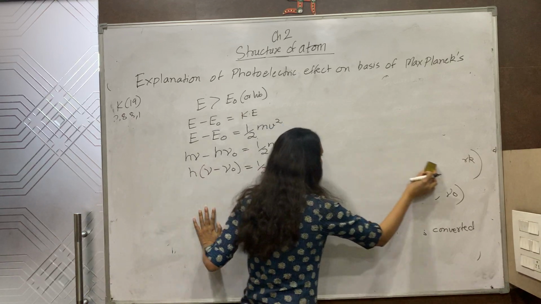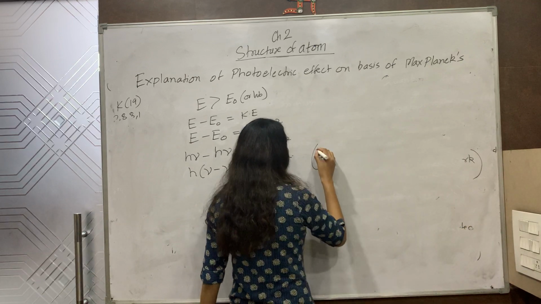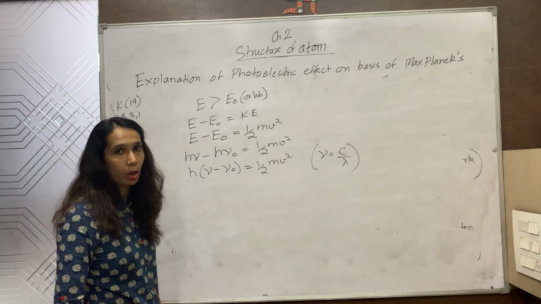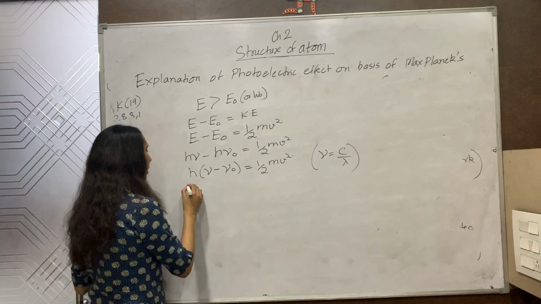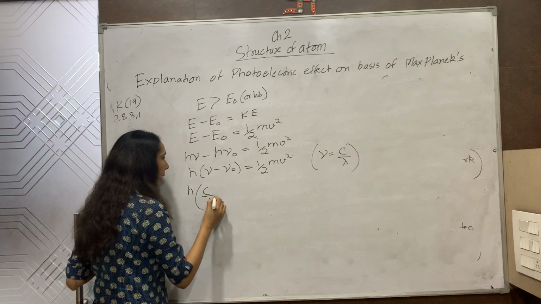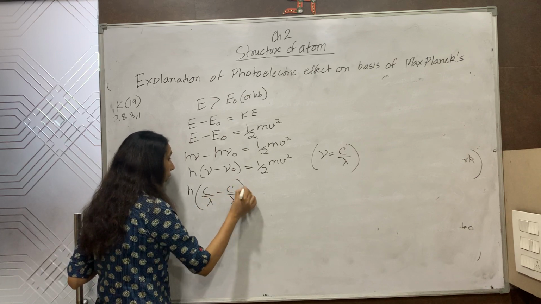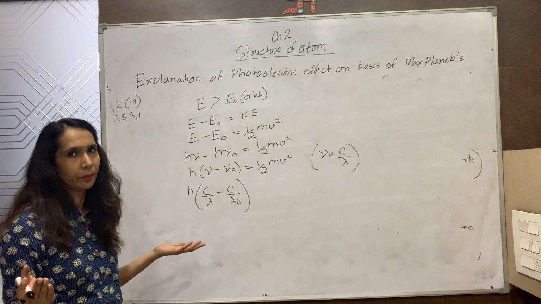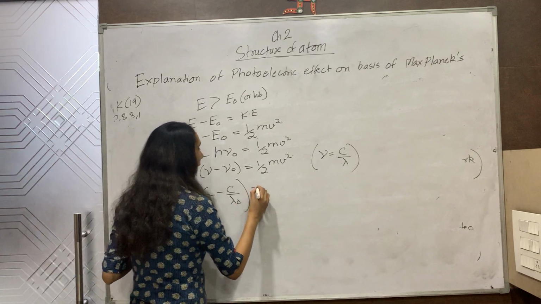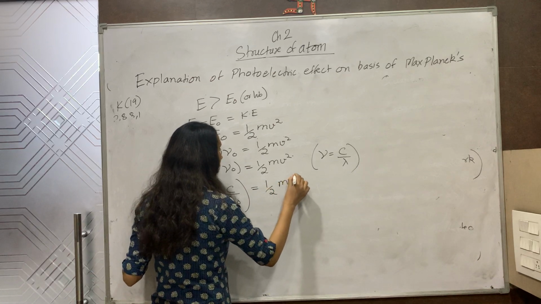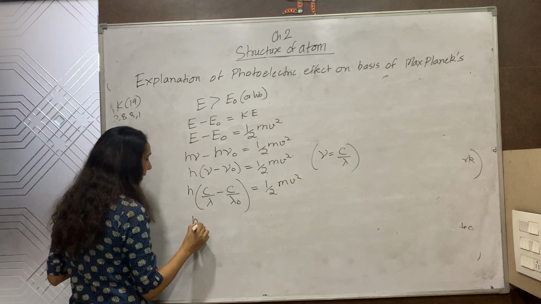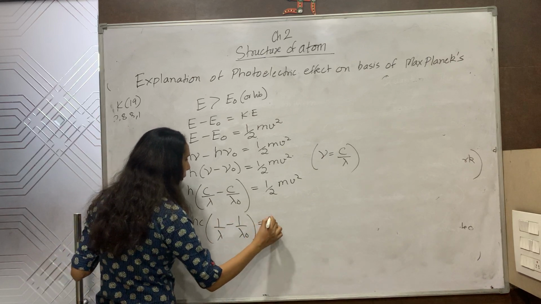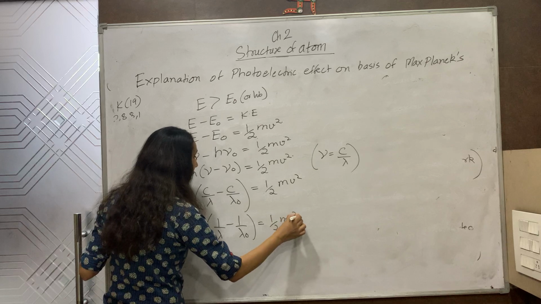Further, we know one thing more. We know that frequency is related to wavelength. Nu is equal to c upon lambda. I can substitute this value. h(c upon lambda minus c upon lambda naught), because c is velocity. Velocity will always remain same. It cannot change. So I can write like this, half mv square. So I can take hc common: 1 upon lambda minus 1 upon lambda naught is equal to half mv square.